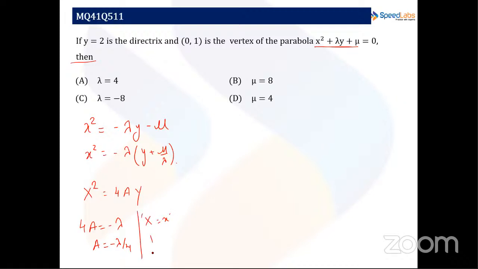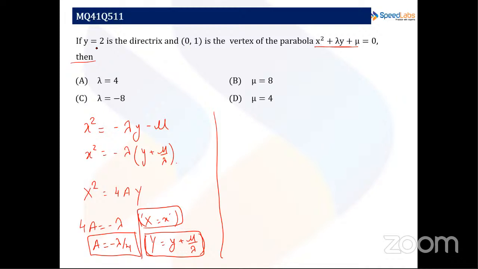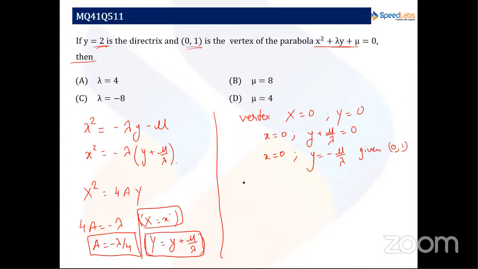Capital X is the same as small x, but capital Y is equal to small y plus mu upon lambda. Now we are given y equals 2 is the directrix and 0 comma 1 is the vertex. So for the vertex we have capital X equals 0 and capital Y equals 0 for the general equation. So capital X is small x, so it is equal to 0, and for capital Y we have y plus mu by lambda equals 0. From this, y equals minus mu by lambda. But it is given that the vertex is 0 comma 1. So we can say y equals 1, that is minus mu upon lambda is equal to 1. So that is our equation 1.